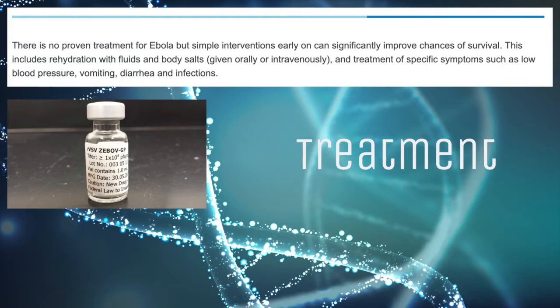The World Health Organization said there is no proven treatment for Ebola, but simple interventions early on can significantly improve chances of survival. This includes rehydration with fluids and body salts, and treatment of specific symptoms such as low blood pressure, vomiting, diarrhea, and infections.